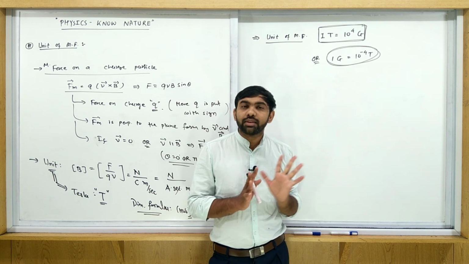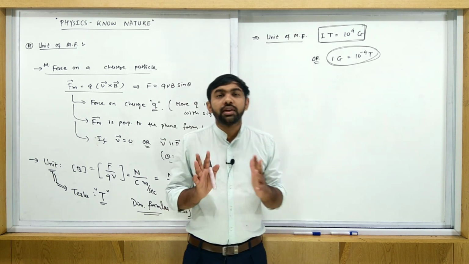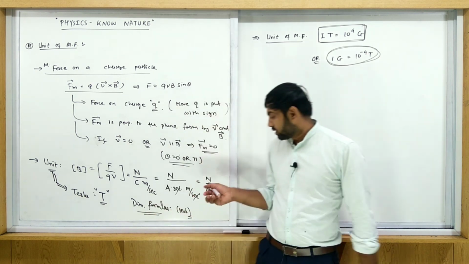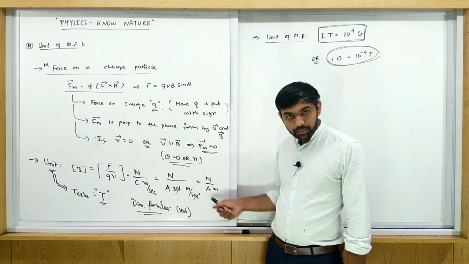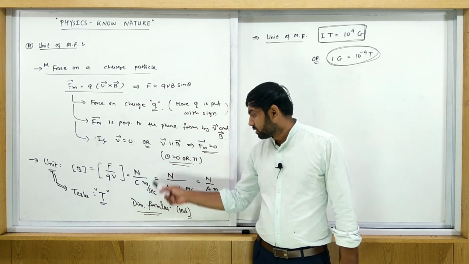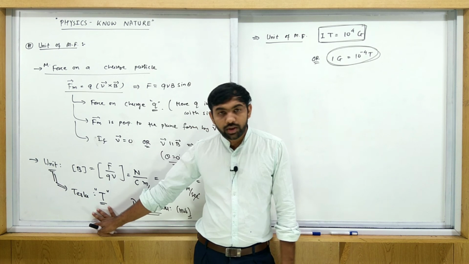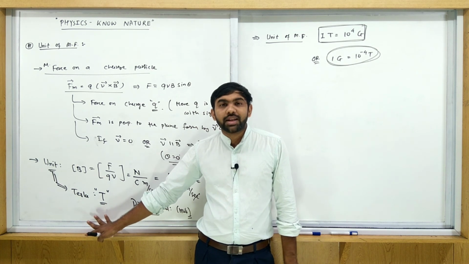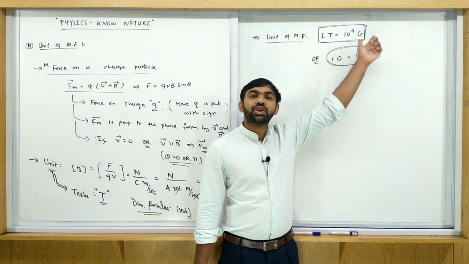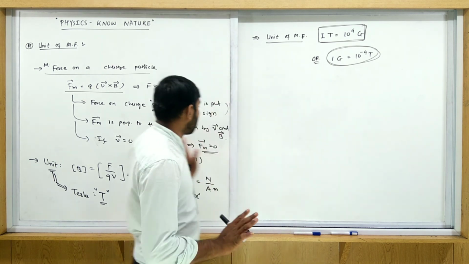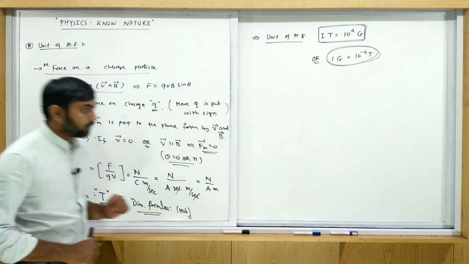So both these units for the magnetic field are generally used in examples. This is called 1 Tesla, but we always represent the unit of magnetic field by T or by G. G means Gauss, T means Tesla. Okay, all of you note this in your books, and after that we will go to the next topic.